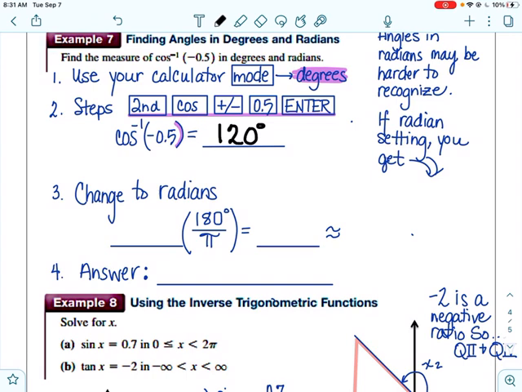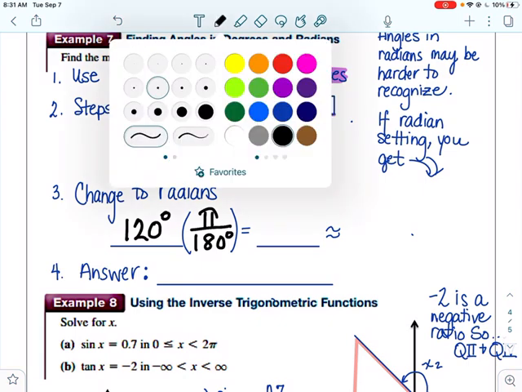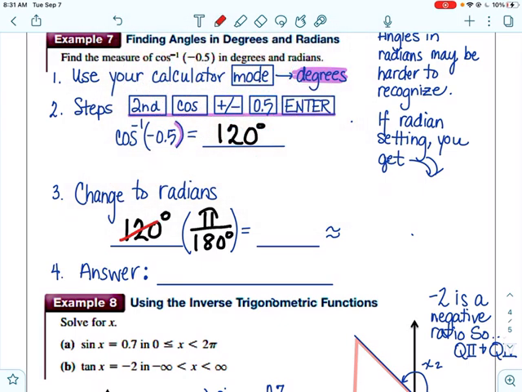I have a slight problem here. I need to just erase this because I'm going to change to radians, and I have 120 degrees, and I need to multiply that by pi over 180 degrees. Okay, so I'm going to simplify that because the 120 and 180 have a common factor of 60. So this becomes 2, and so we get our answer of 2 pi over 3.